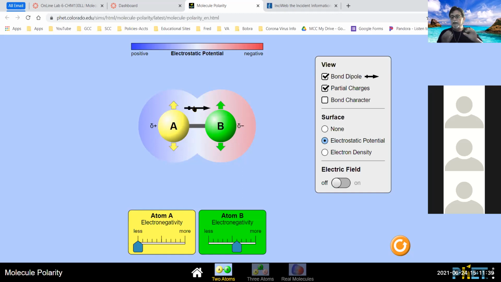Okay, this is a polar bond. This is a non-polar bond because the electronegativity is the same. Okay, and which direction the partial negative goes, A or B, depends on the electronegativity of the atom, which depends on its position on the periodic table relative to fluorine, okay? But this is a polar bond, and use this simulation to help you with the concept of polarity, polar bonds, and so forth, okay?